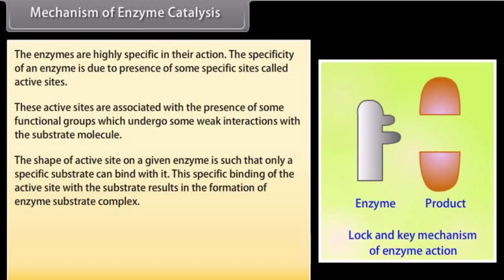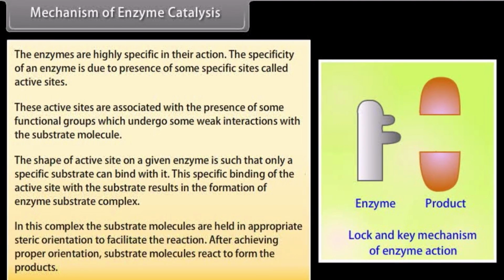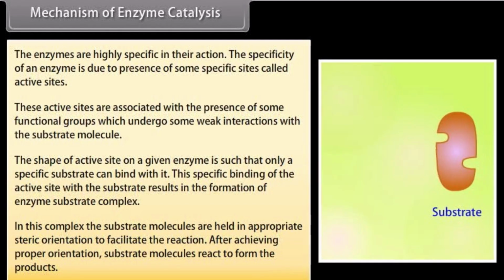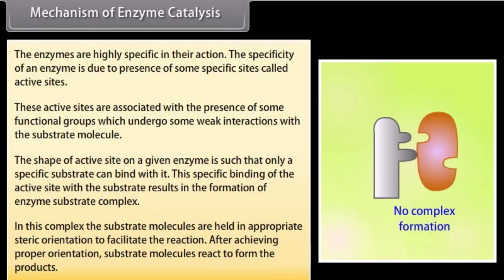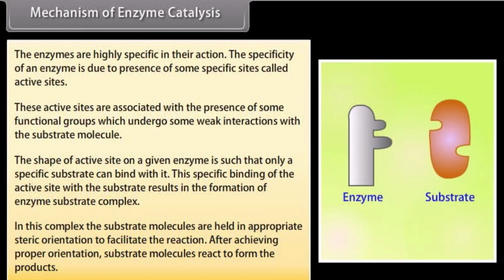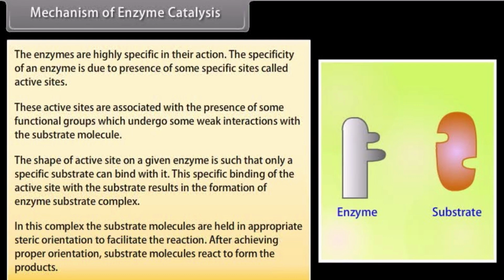This specific binding of the active site with the substrate results in the formation of the enzyme-substrate complex. In this complex, the substrate molecules are held in appropriate steric orientation to facilitate the reaction. After achieving proper orientation, substrate molecules react to form the products. As product molecules do not have affinity for the enzyme surface, they immediately leave the surface so that fresh substrate molecules bind with the active site.